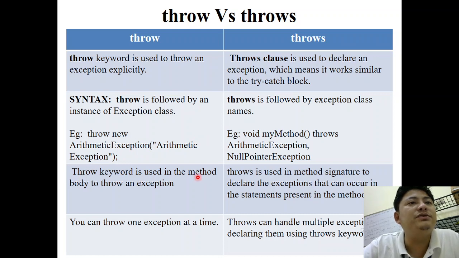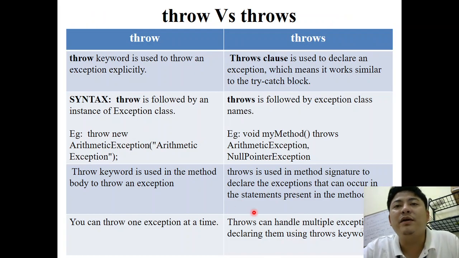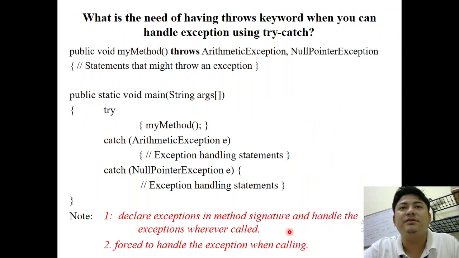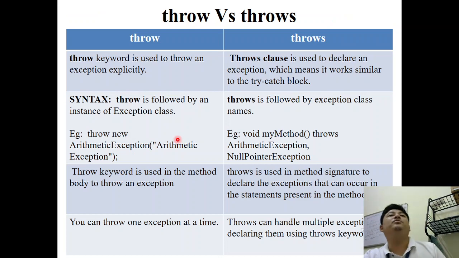The third difference is that the throw keyword is used in the method body to throw an exception, whereas throws is used in the method signature to declare the exceptions that can occur in the statements present in the method. Throw can only throw one exception at a time, as you can see over here. However, throws can declare multiple exceptions at the same time, exception 1, exception 2, but throw only one exception. That is the main difference between throw and throws.